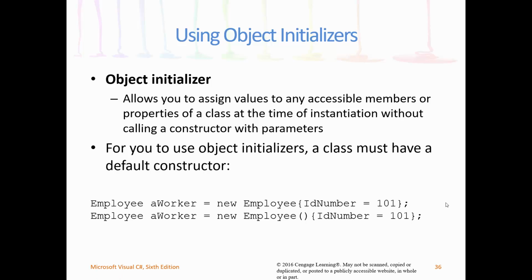There's a lot of different ways you can set up initializers. And one way is to use what's called an object initializer. When you do that, you initialize the object when you create or instantiate it, and you don't have to call a constructor. So this is saying, create a new employee object called worker and set the ID to 101. You can do it either one of these ways.